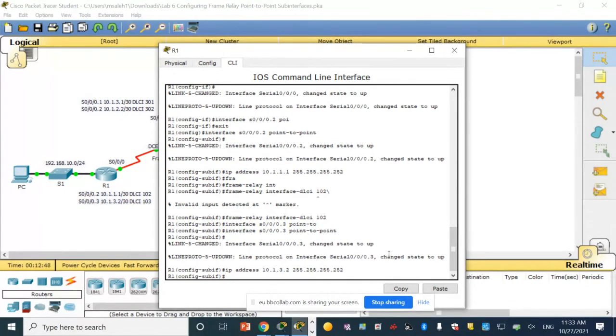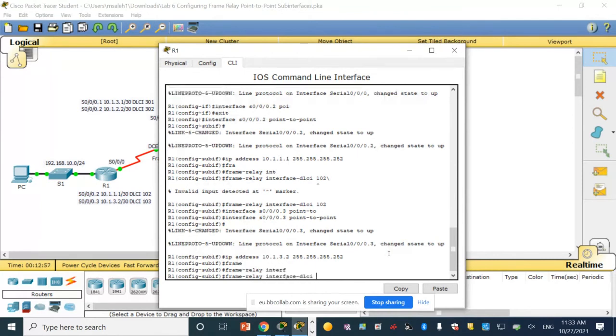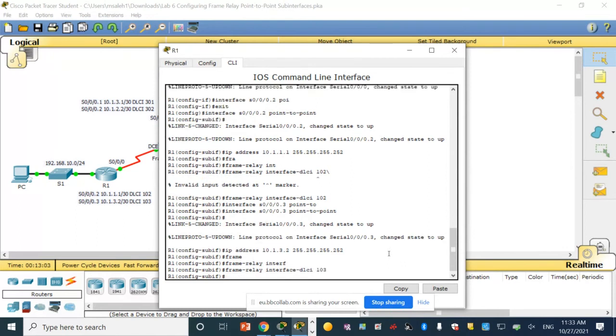And then we do frame relay. Frame relay, and then we do the DLCI interface. Okay, DLCI this time is 103. It is linking to router 3. All right, now step number 3, add network entries to EIGRP autonomous system.